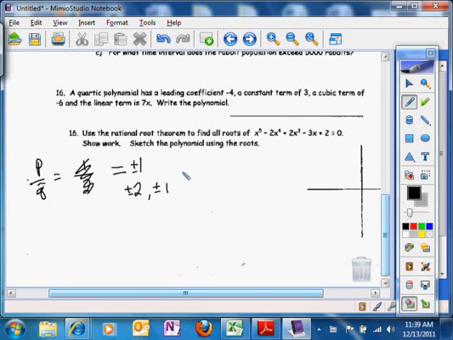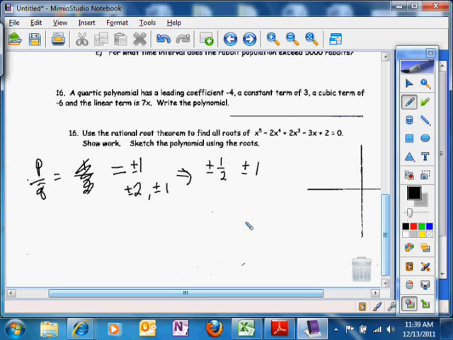So then my possibilities for P over Q would be plus or minus half and plus or minus 1, which is going to tell me that I'm going to have some double or possibly some triple roots involved here. I would need to take these values and do my synthetic division or remainder theorem, whichever one you prefer.